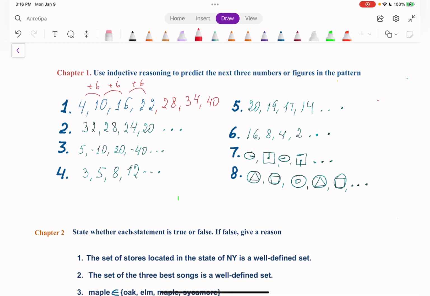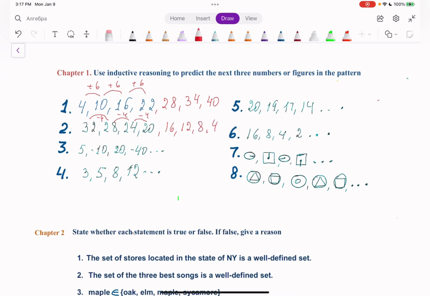Next one, we have 32, 28, 24, 20. So it's going down, which means change is going to be minus some number. Let's see. To get from 32 to 28, I have to do minus 4. 28 minus 24 is also minus 4. Here also minus 4. So which means continuation to this is going to be minus 4 is 16, minus 4 is 12, minus 4 is 8, minus 4 is 4, and so on.